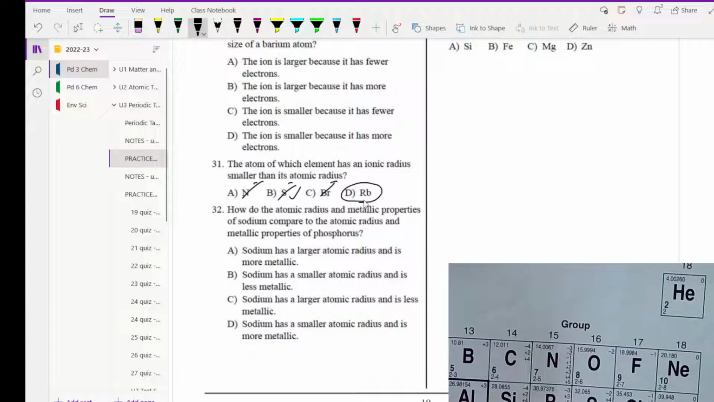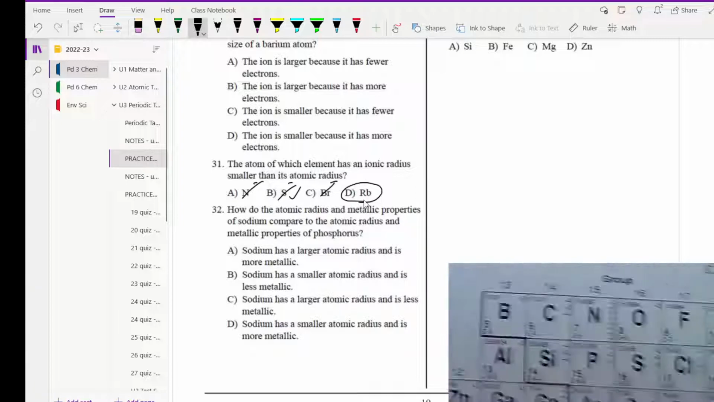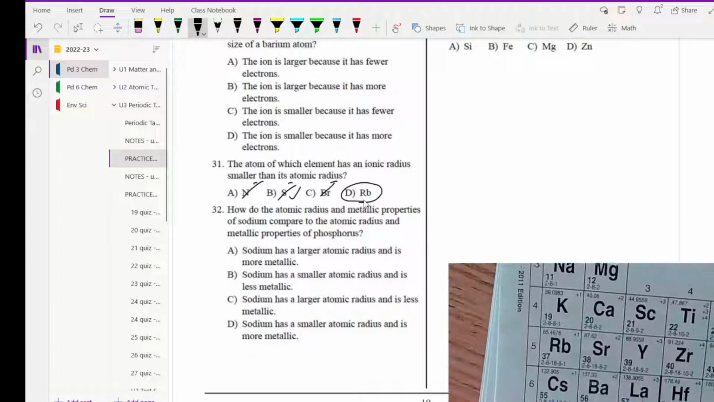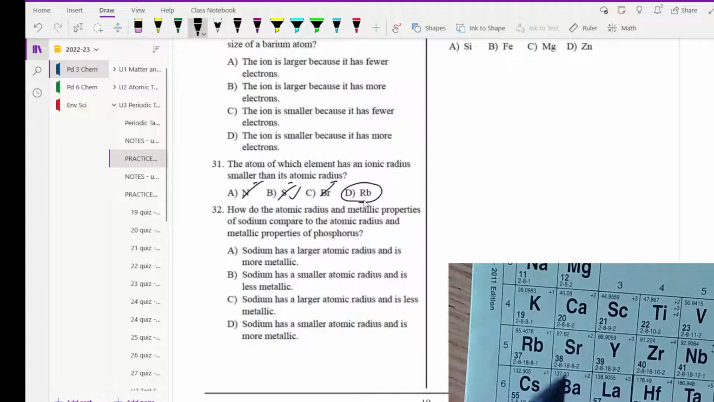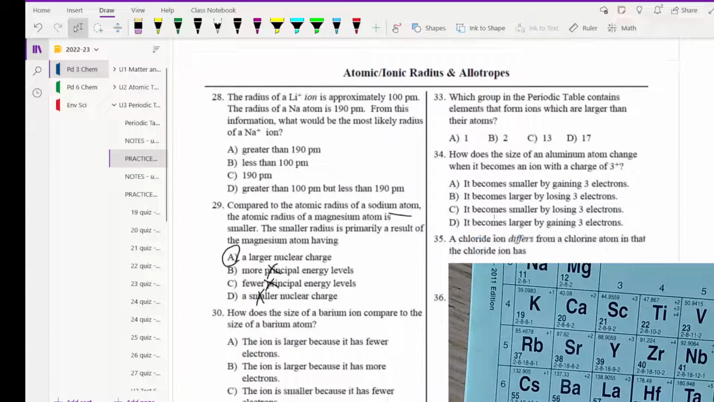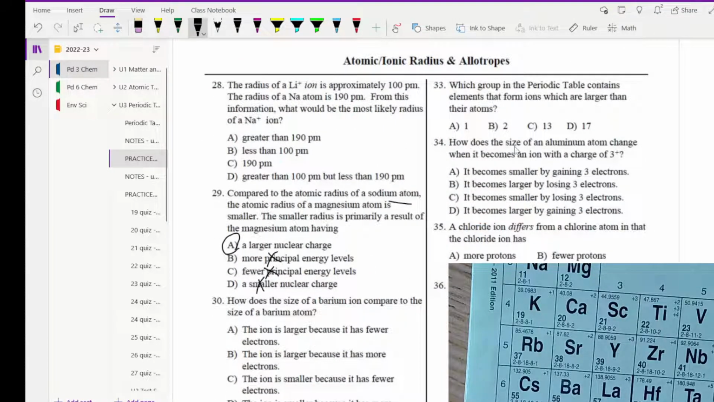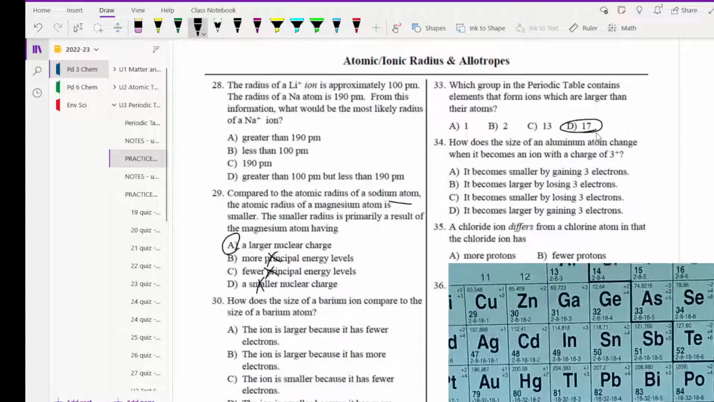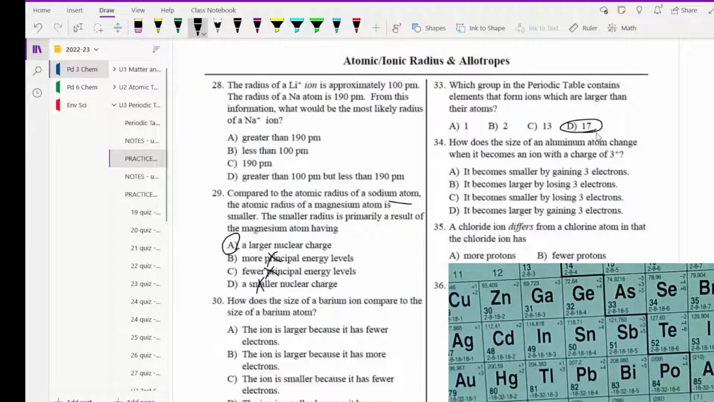And now rubidium is the only metal there. And rubidium, of course, is a group 1. And what did group 1 like to do? Give away an electron, form a positive ion. So that's that. 33, which group in the periodic table contains elements whose ions are larger than their atoms? Group 17, because those ions, you'll see again, like I just explained, have negative charges.